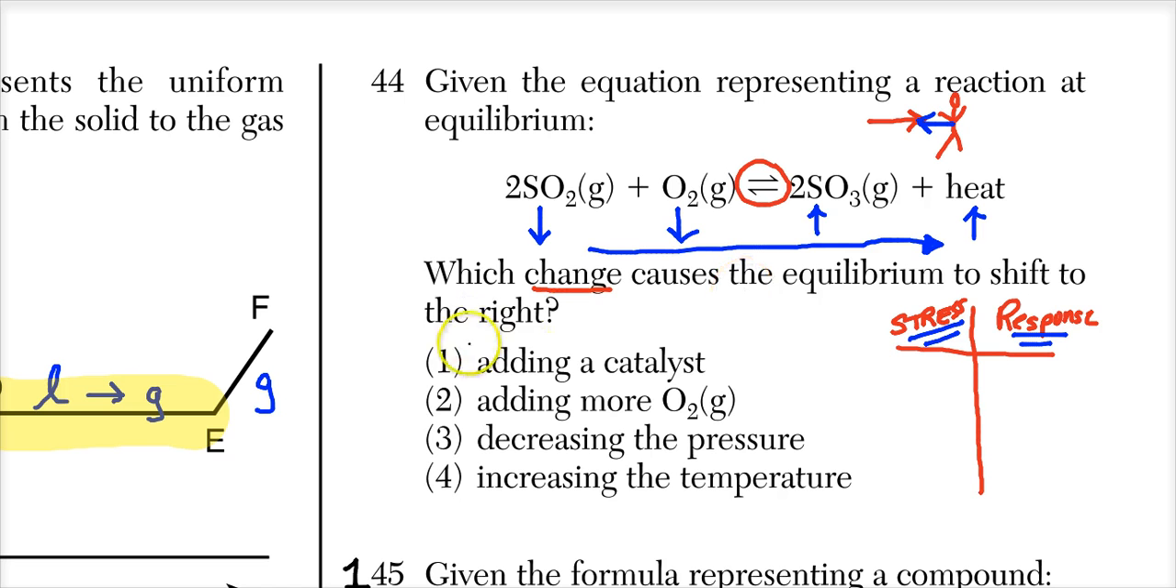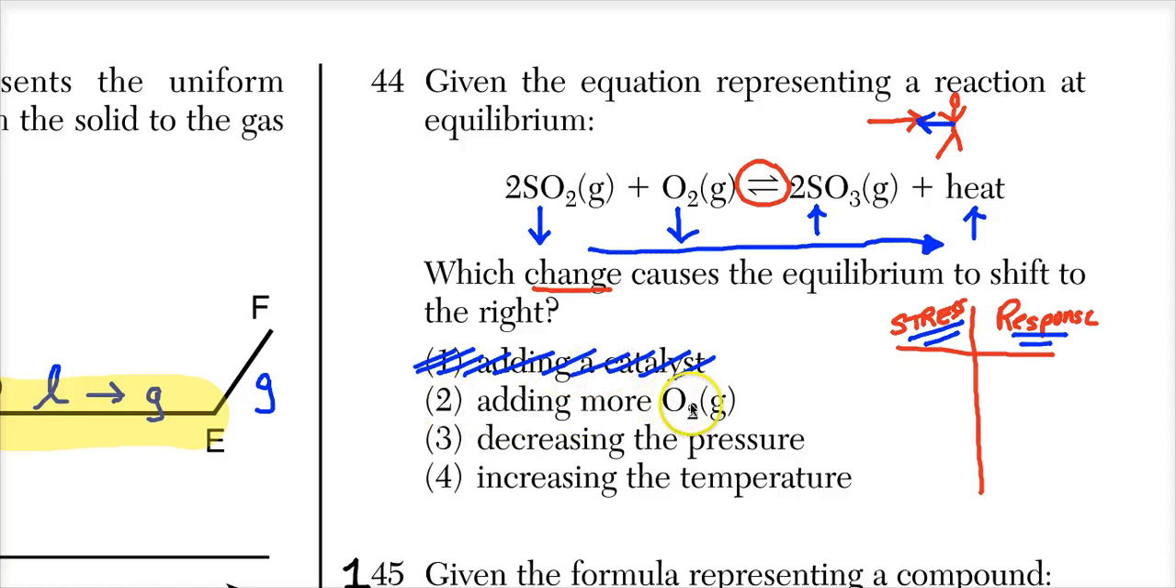So let's look at the choices. Adding a catalyst. When you add a catalyst, you're going to speed up the forward reaction and you're going to speed up the reverse reaction because you're going to lower the activation energy for both reactions the same. So adding a catalyst is not going to work. It's not going to be the answer.